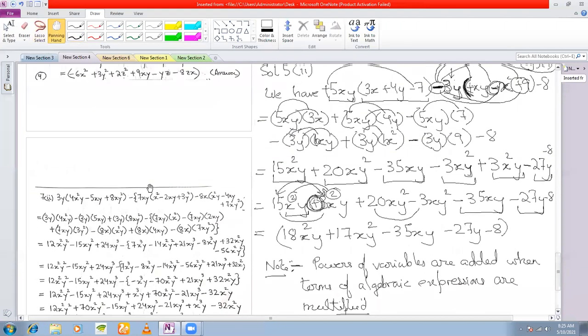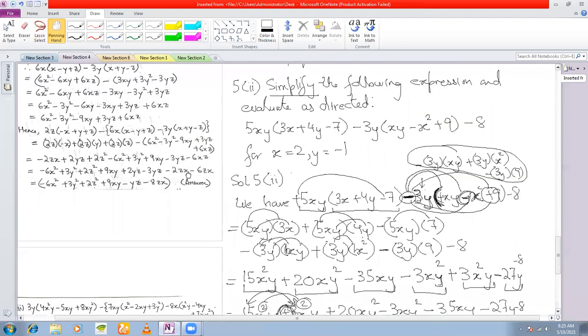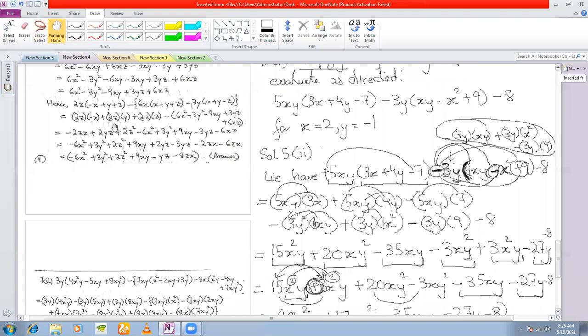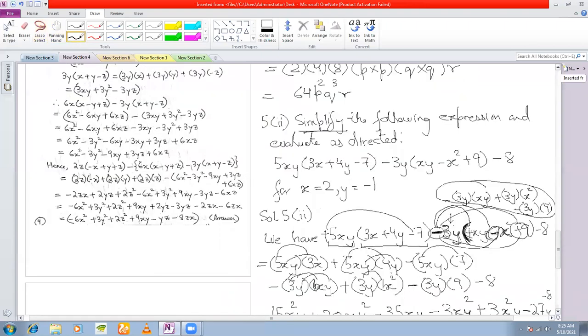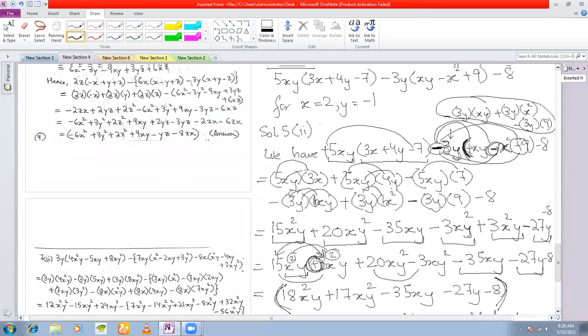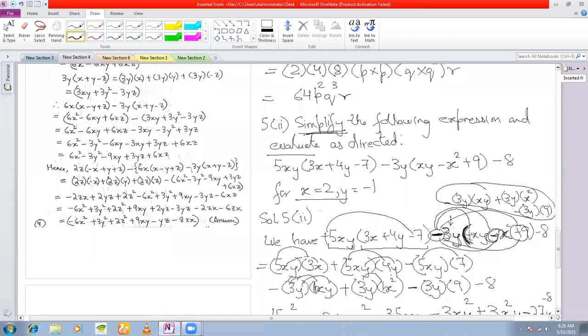So now since we have got the result, we have done the simplification. Now we shall evaluate this. Evaluate means find the value of, right? There are two parts to this question: simplify and evaluate. We have simplified, and this expression is the simplified form. Now we are going to find the value of this expression. It is given x is equal to 2 and y is equal to -1. For these two values of the variables, we will evaluate the expression.